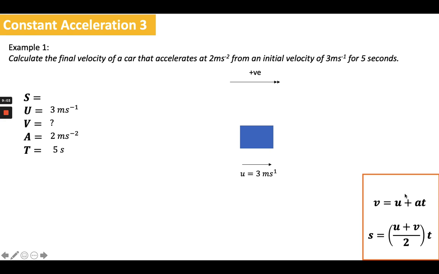So I'm going to look over here, and that straight away is the first one. U, V, A, and T. Okay, so I'm going to use the first SUVAT equation. I'm going to write it down. V equals U plus AT.